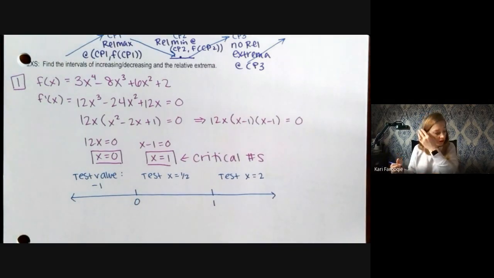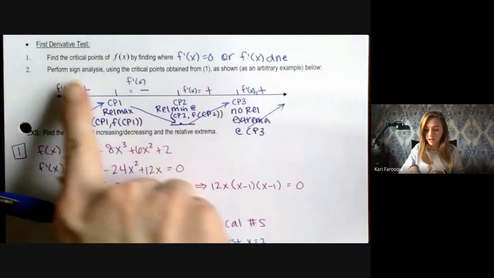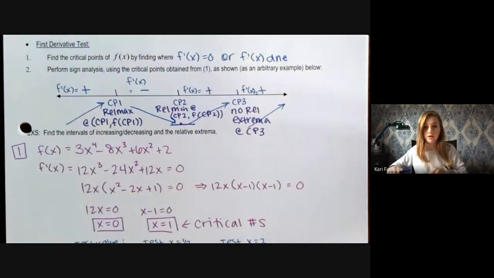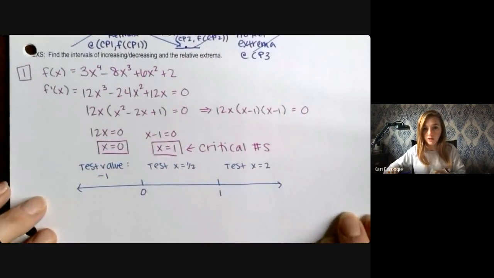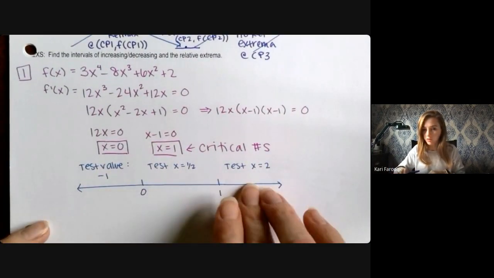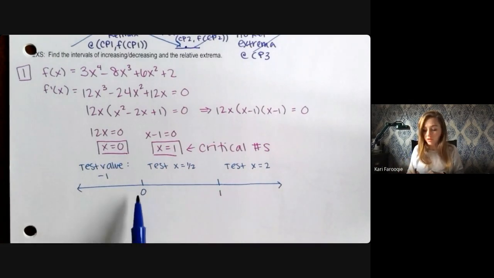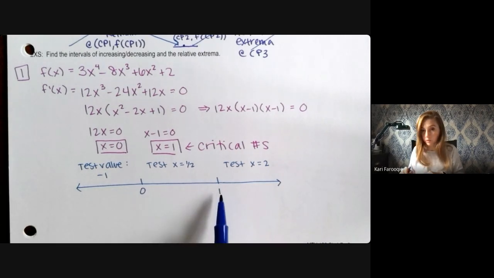What we're going to be doing here is evaluating the first derivative. That's why it's called the first derivative test. Find the critical points. We did that. Now we're going to perform sign analysis using the critical points as shown below. So I'm going to use the first derivative test with my test points to determine what's happening on these intervals. The idea is we know that the slope of the tangent line is 0 at x equals 0 and at x equals 1.